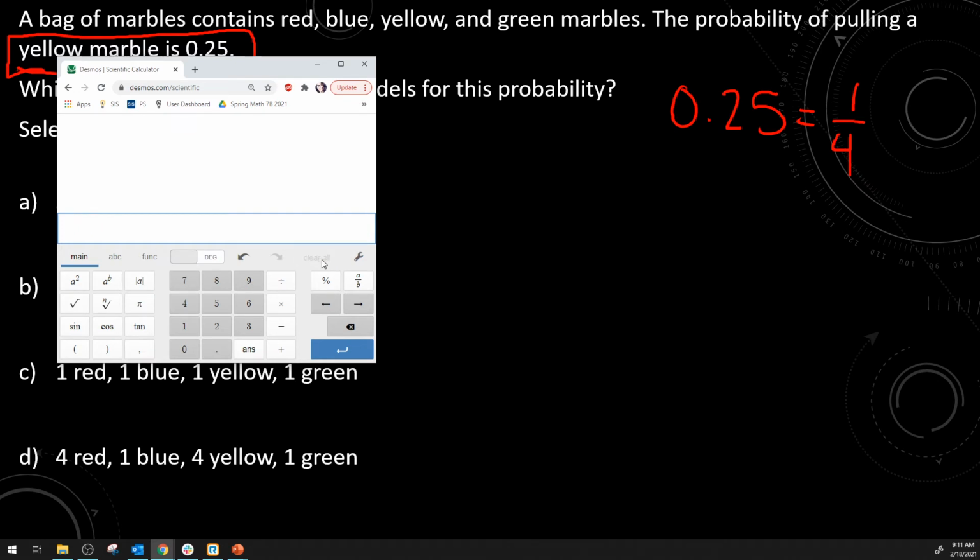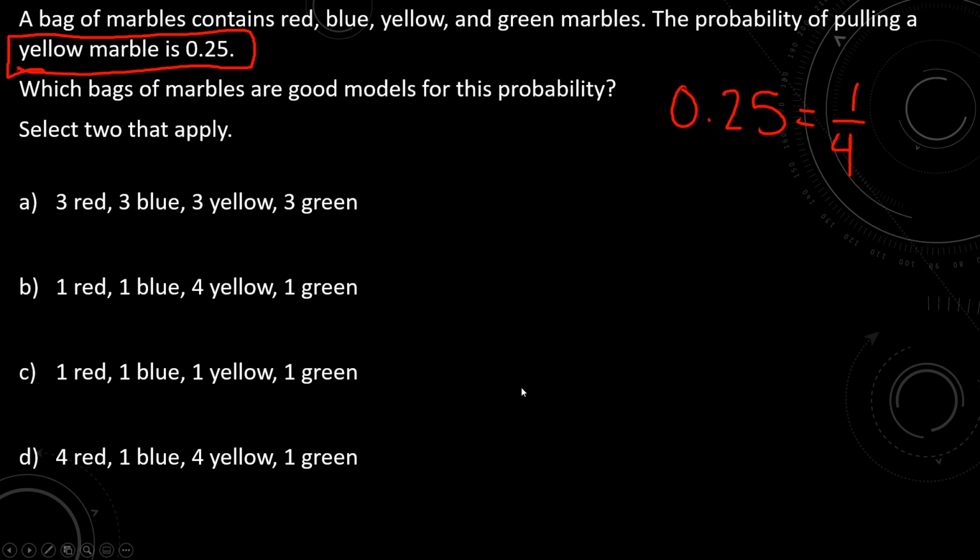So if you don't know what 0.25 is as a decimal, if you type it into Desmos and then hit this button over here, it will tell you what that decimal is as a fraction for you. So you always have this option if you are given decimals. All right, with that being said, what we need to do now is go through each of these options and figure out which ones give me the probability of 1/4 for yellow.